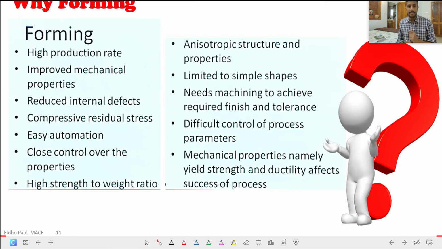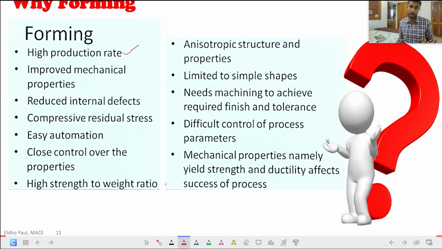So, why metal forming? There are different manufacturing processes. Why do we choose metal forming operations? The first one is the high production rate. I already explained in the case of a crankshaft. If you machine a crankshaft, it may take one full day of machining. But within 5 or 10 minutes, we can make a crankshaft using a metal forming operation. So that is the difference. High production rate is one of the important advantages of metal forming.